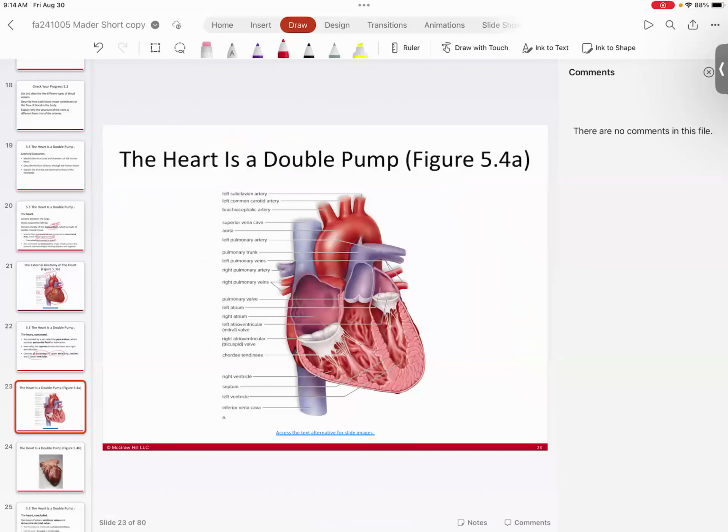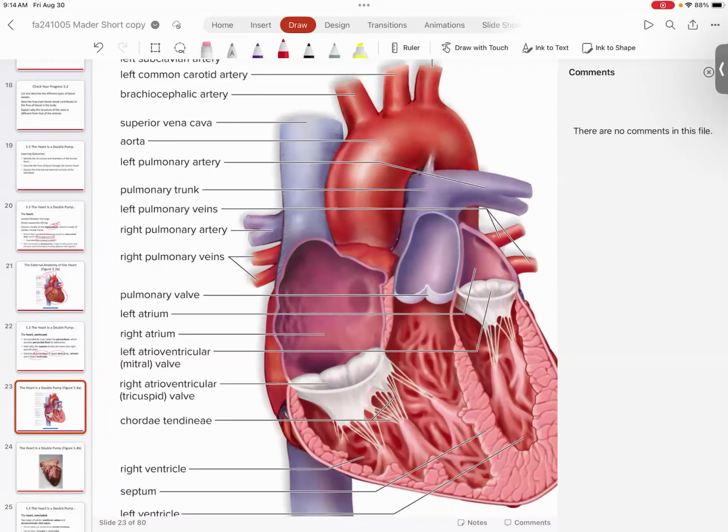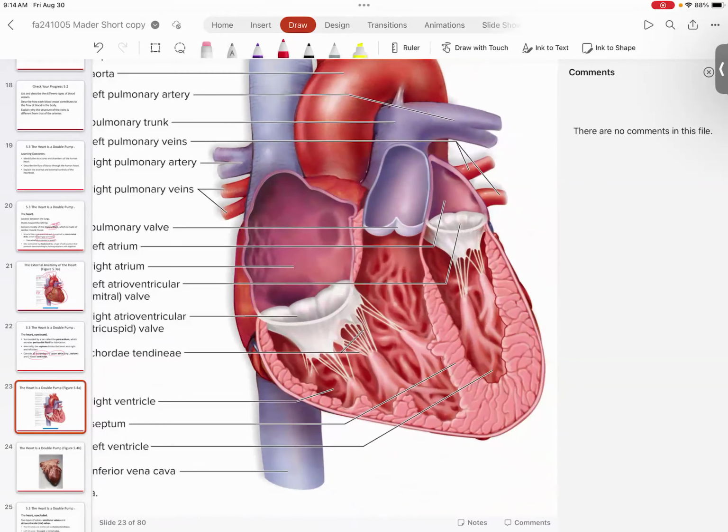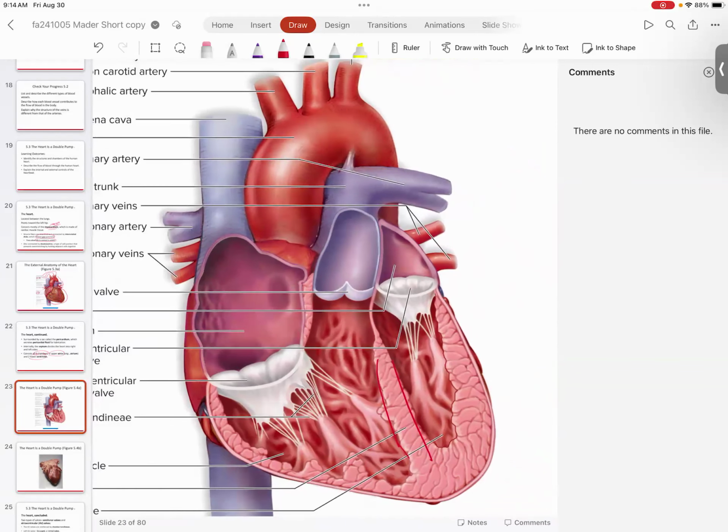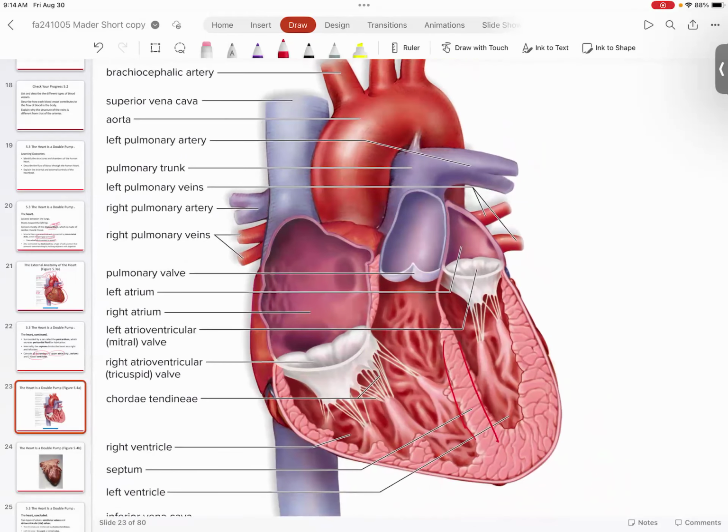Now let's take a look at a cutaway. With the cutaway, you can see the insides of the chambers. For instance, here you can see the big septum. So essentially the pathway of blood, and I'm going to trace this as I go through. Blood is going to be coming through from the superior vena cava, draining into the right atrium, and it's also going to be coming in from the inferior vena cava into the right atrium.